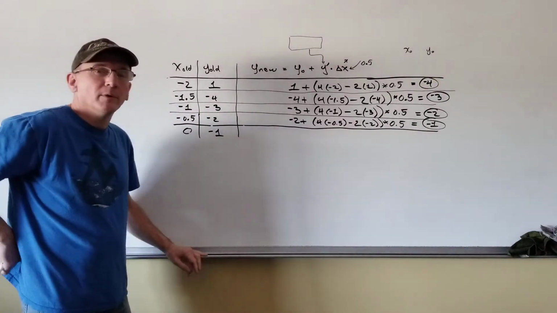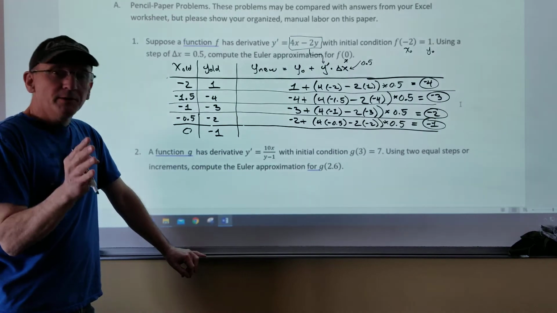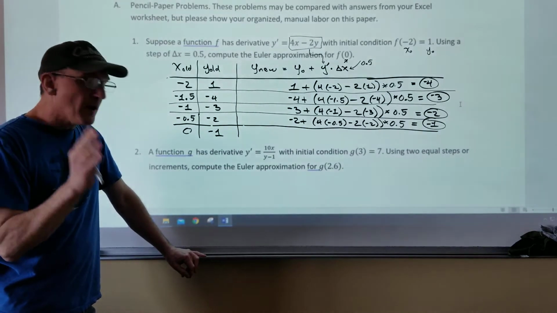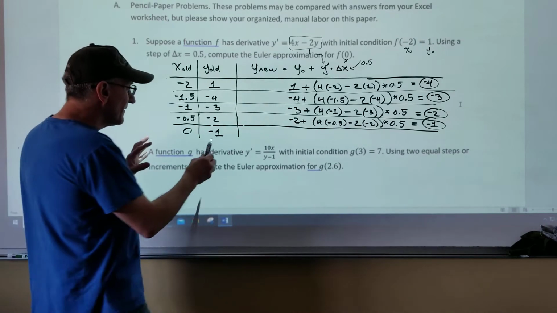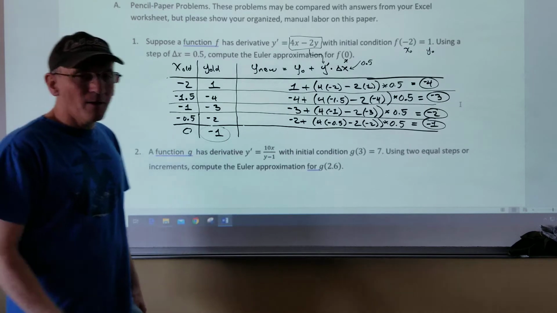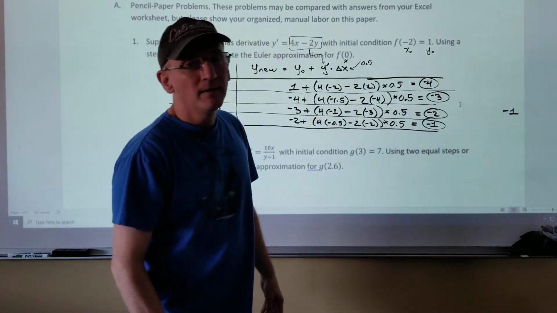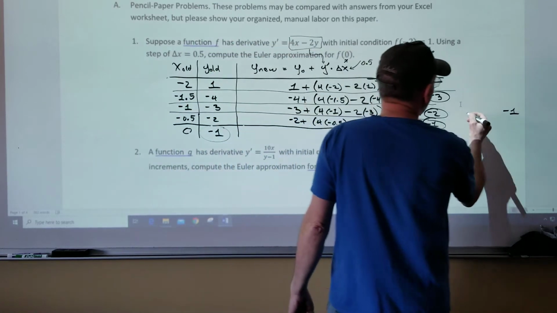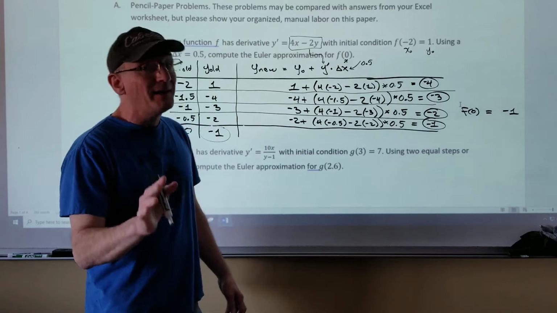Actually, we're not quite done, because what we want to do is make a little report. Euler's solution to a differential equation is an approximation technique. And so what you don't want to do is just circle this and say, that's my answer. And you don't want to just write it down over here somewhere and put it in a box and say, that's my answer. And you definitely don't want to write f of 0 equals -1, because they're probably not equal.